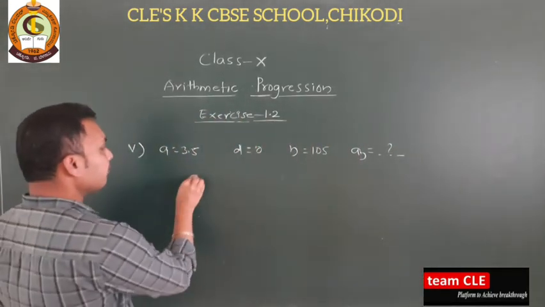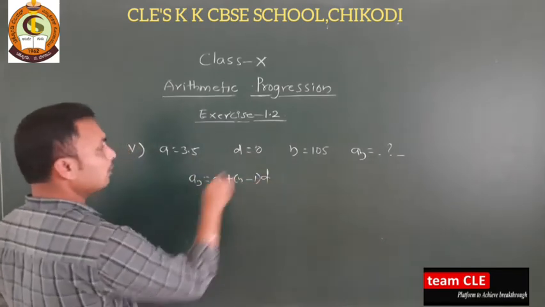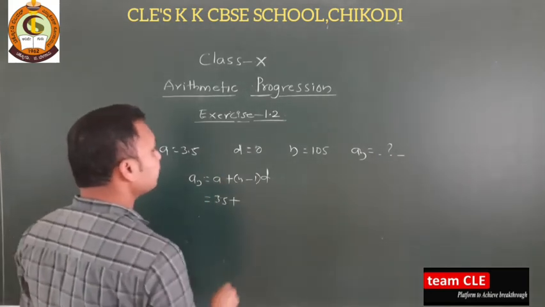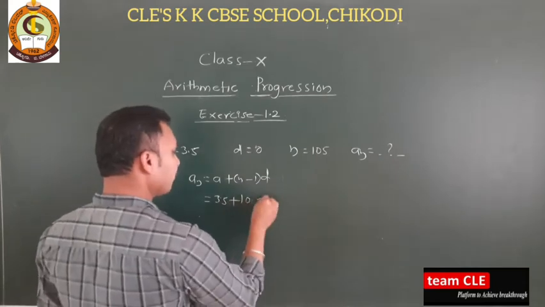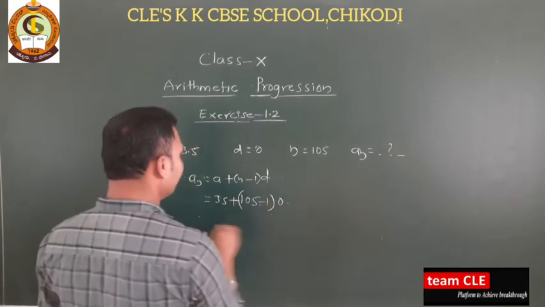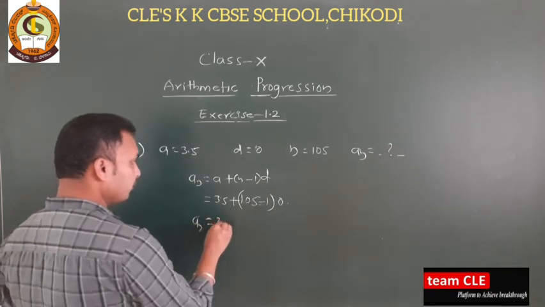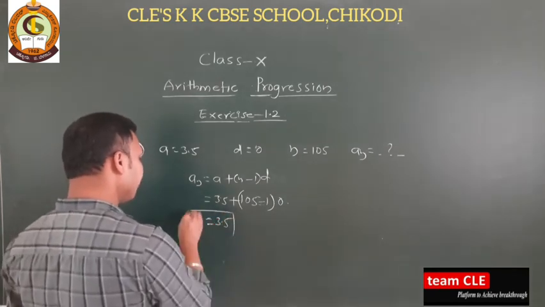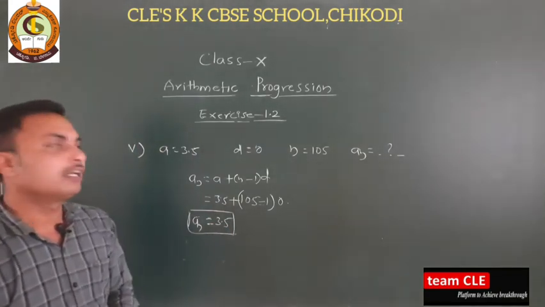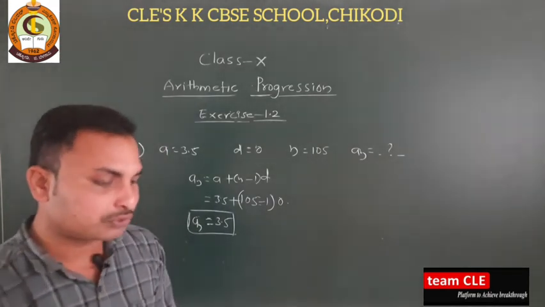Just you can see here, an is equal to a plus n minus 1 into d. Now an we need to find. So a they are given 3.5 plus n, it is 105 minus of 1, and d we have 0. 0 into anything is what? 0 itself. So an is equal to 3.5 itself. We can say it is 3.5 itself. These are the 5 examples of exercise 1.2 of main question 1.